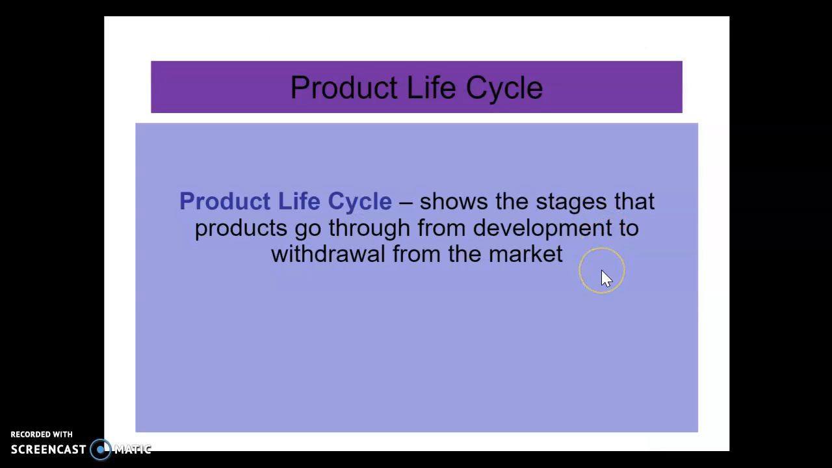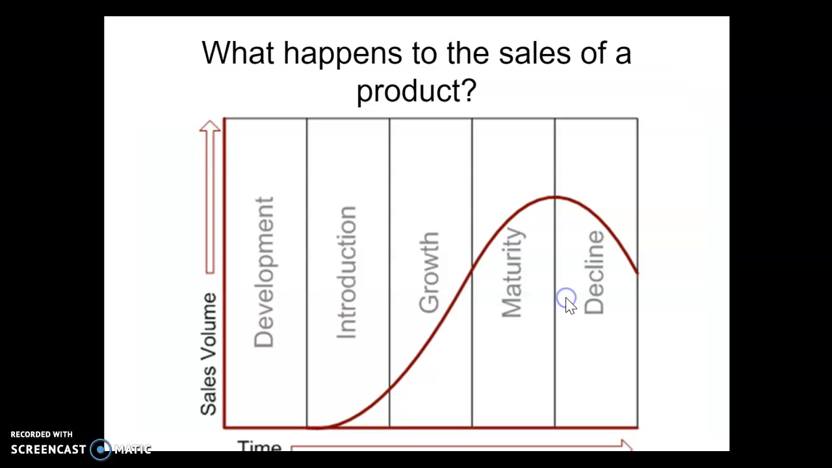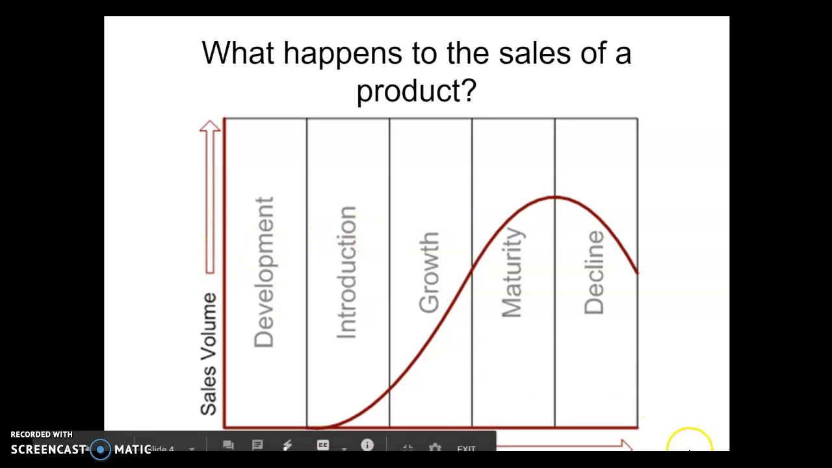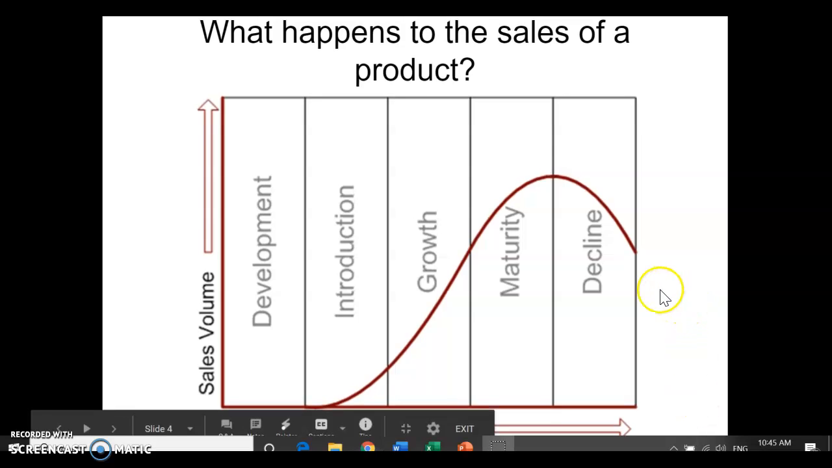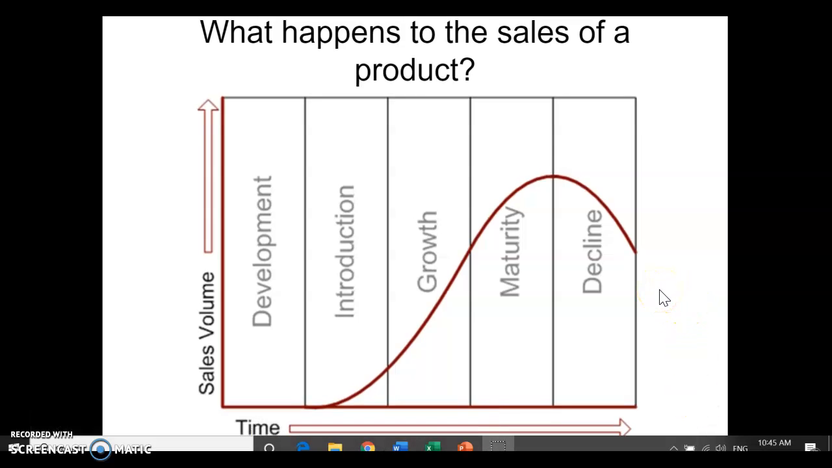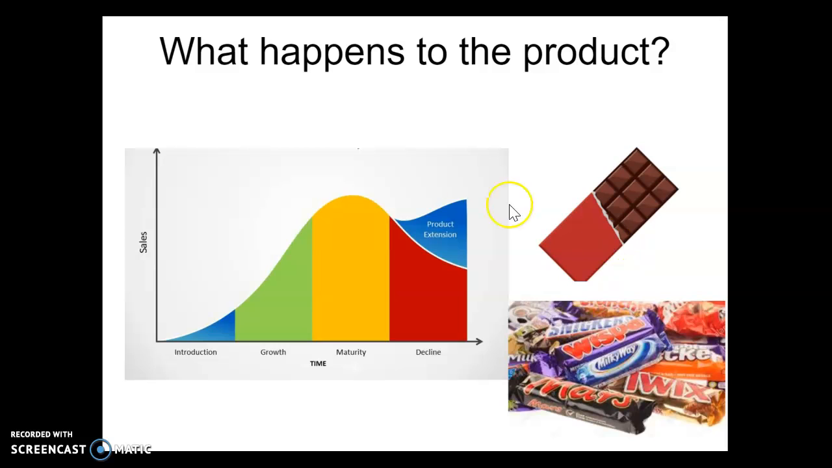Okay, so the product life cycle shows the stages that the product goes through from development to withdrawal from the market. Okay, development, introduction, growth, maturity, and decline. Okay, so this is the product life cycle. You need to be able to draw it, and you need to know what those stages are. So we'll draw it when we get back to school.